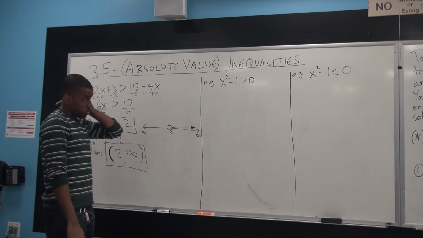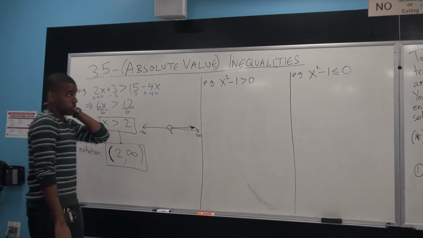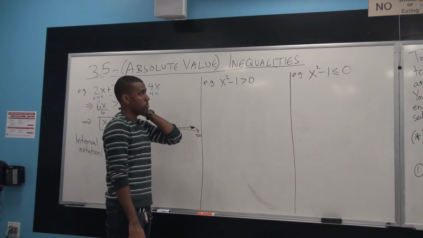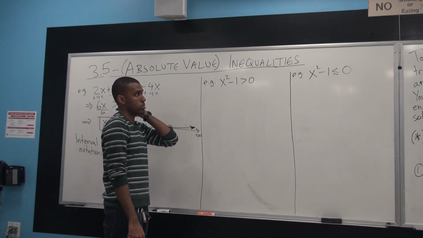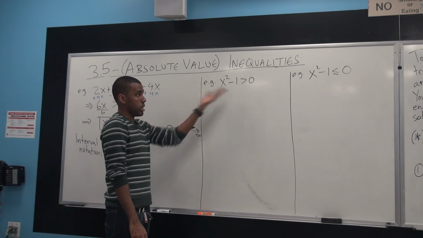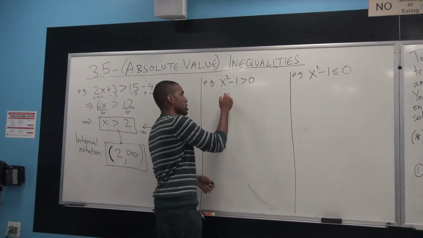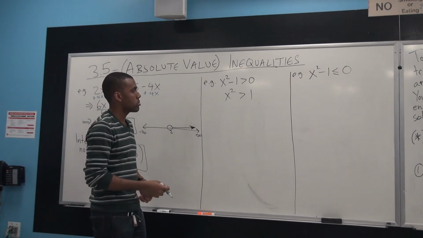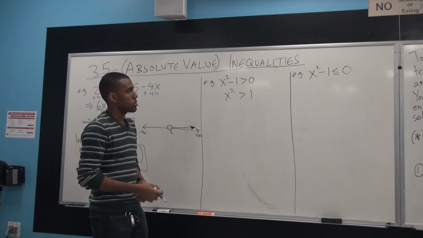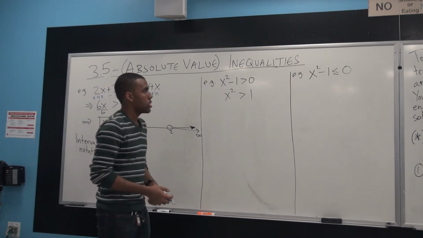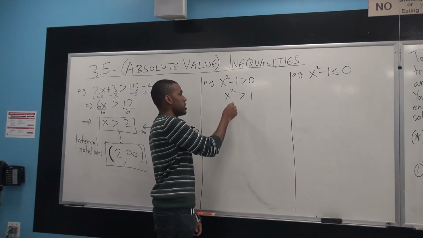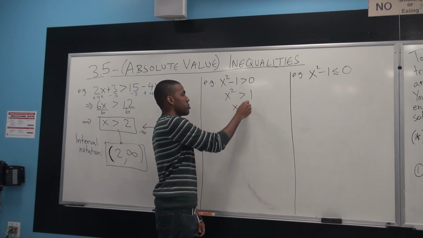Now this one's a little bit more tricky. How would you solve that? How would you guess to solve this? Think of it as an equal sign. You can add 1 to both sides, so x squared is greater than 1. So x is greater than plus or minus 1.